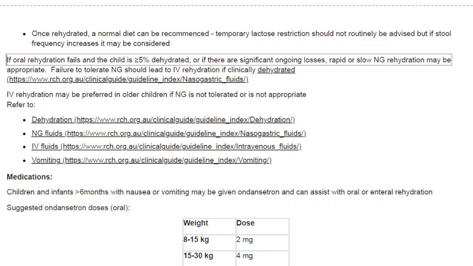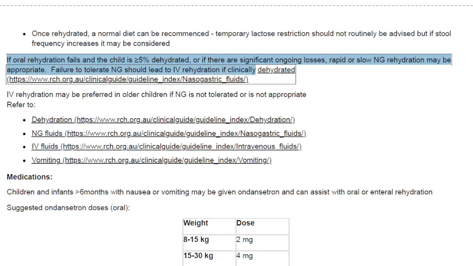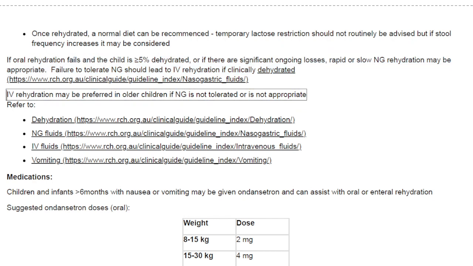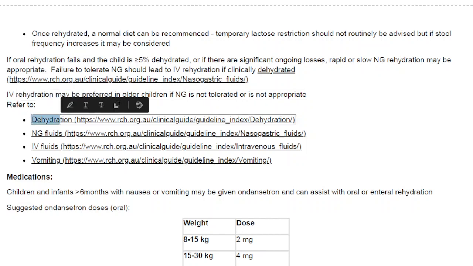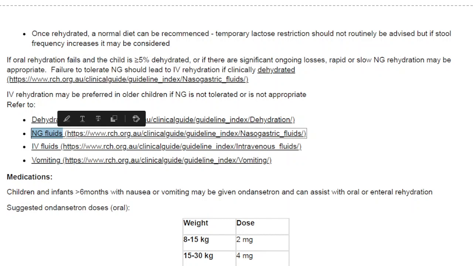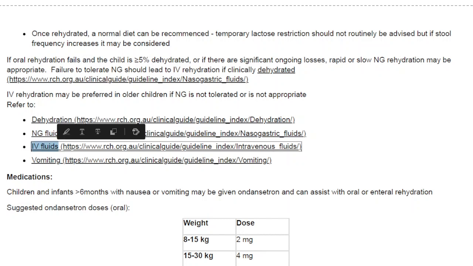If oral rehydration fails and the child is greater than or equal to 5% dehydrated, or if there are significant ongoing losses, rapid or slow NG rehydration may be considered. IV rehydration may be preferred in older children if NG is not tolerated or is not appropriate. Refer to guidelines.